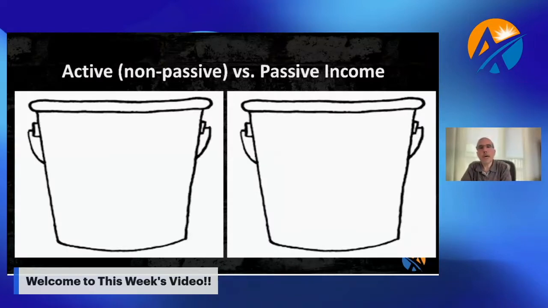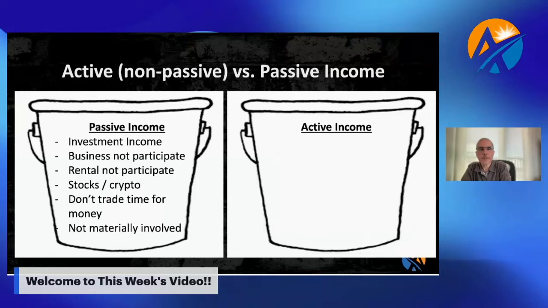So first, why is this important? Well, there are two types of income. One is called passive, and the other is called non-passive. Passive income generally is income you earn, but you don't trade your time for that income. So passive income comes from things like investments that you don't participate that much in, like stocks, crypto investments, and possibly rental properties you own.